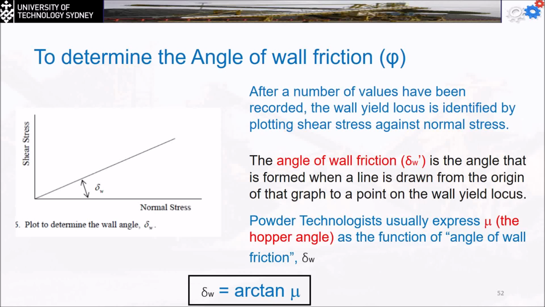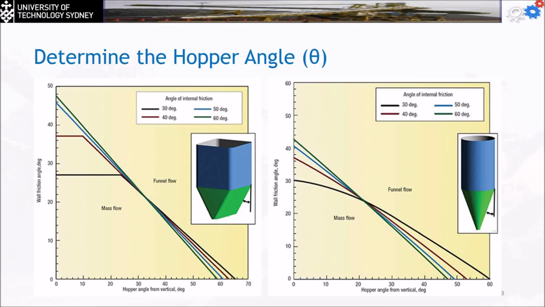Do you remember the hopper angle, the delta wall? It's already been published, many measurements about that. So the angle of the internal friction can be either 30 degrees, 40 degrees, 50 degrees, and 60 degrees, as you can see in these lines. This will be the wall friction angle, and this is the hopper angle from the vertical.